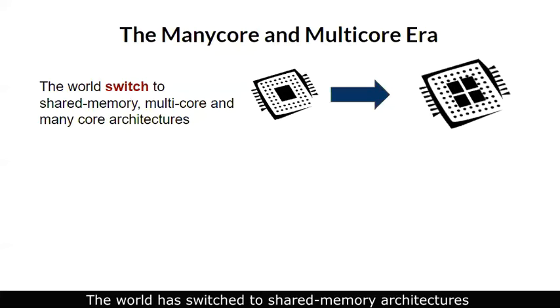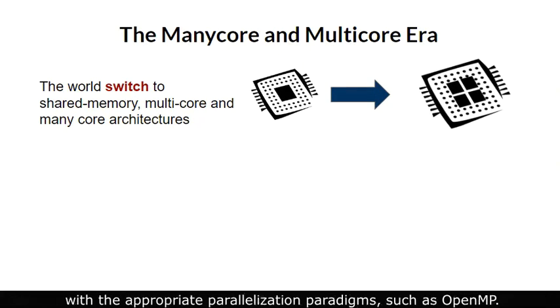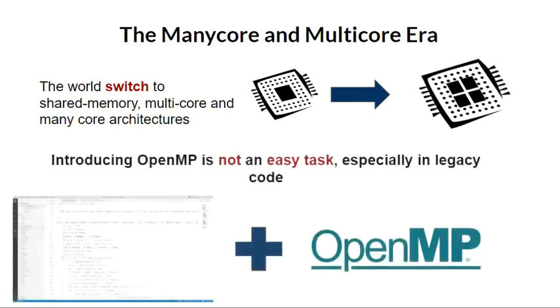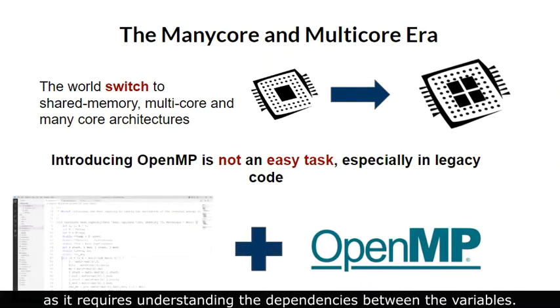The world has switched to shared memory architectures that contain multiple processing units. In order to benefit from this architecture, applications needed to be introduced with the appropriate parallelization paradigms, such as OpenMP. However, inserting OpenMP directives into code is hard and tedious, as it requires understanding the dependencies between the variables.